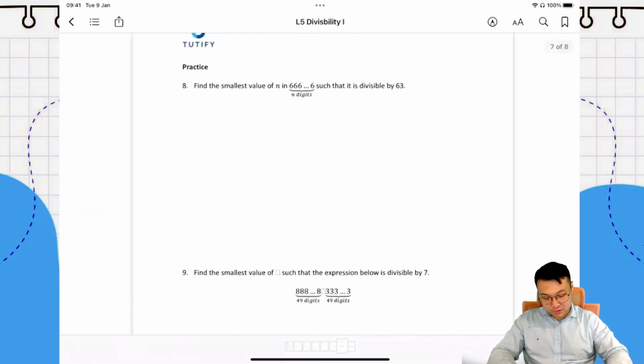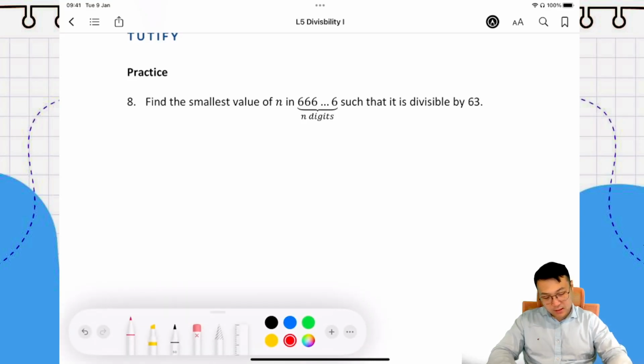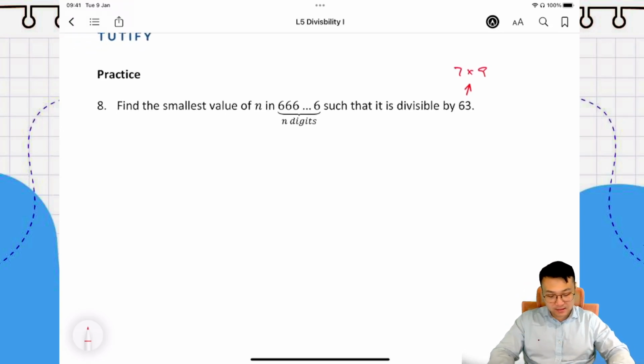Let's move on to the practice question. Same thing here. We know that every block of 6 is divisible by 7. Oh, now they're talking about 63, not 7. So 63 is still 7 times 9, so we still need to care about the number 7. You know that every block of 6 digits is divisible by 7. You just need to make sure that you find something divisible by 9.